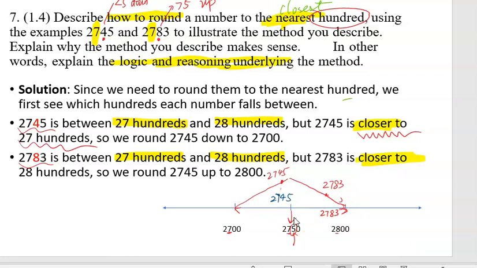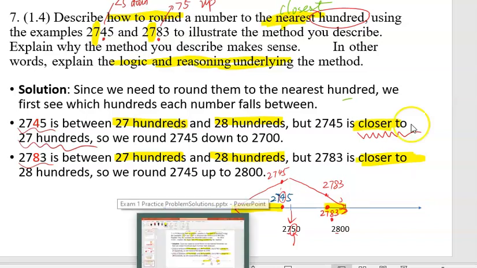Now we're going to plot the points. 2745, because 4 is less than 5, is going to be a little to the left of the middle point, but 80 is bigger than 5, which means it's to the right of the middle point. Now we can compare the distance. 2745 is closer to 2700. The middle point is exactly halfway to both ends, so if you're to the left, it's closer to 2700, but if you're to the right of the middle point, it's closer to 2800.